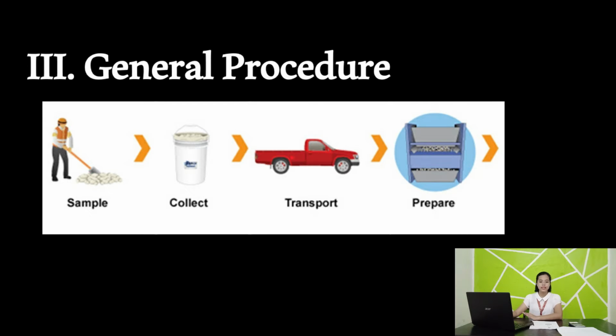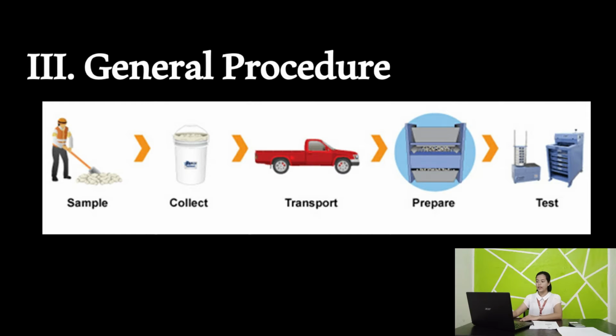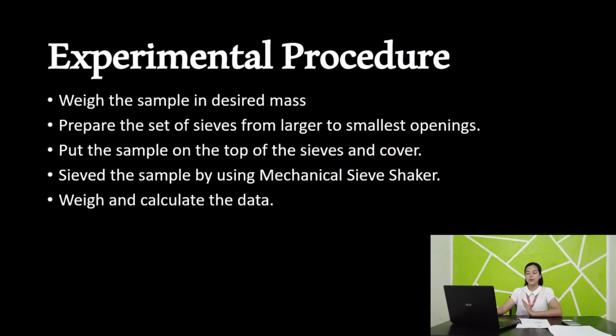So in preparing the sample, make sure you dry the sample by using the mechanical oven at 100 degrees Celsius to 110 degrees Celsius. The last one is the test. There are following steps under the test procedure. The experimental procedure is the procedure under the test, the last step in the general procedure.